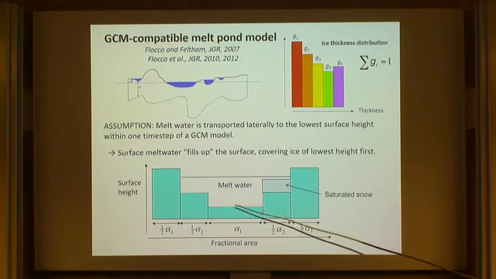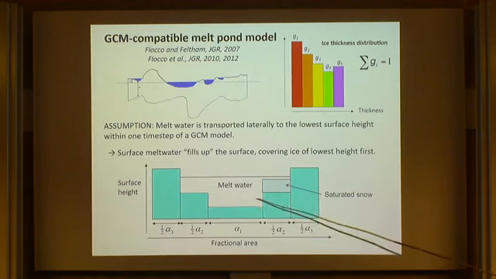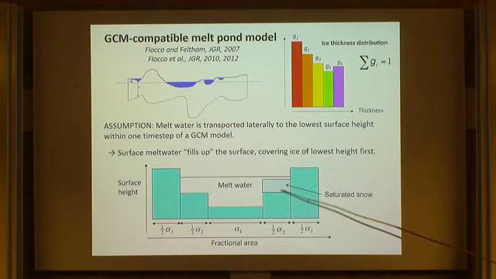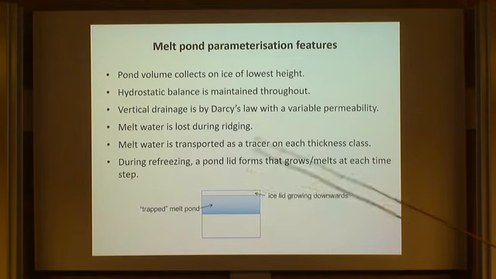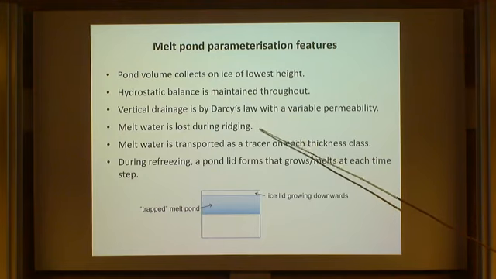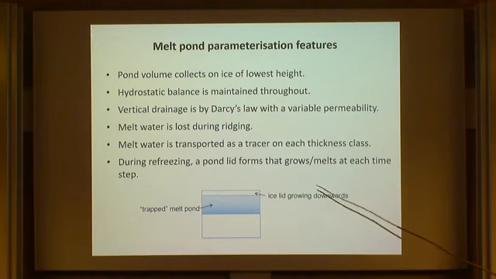And then we look at the amount of meltwater: if the lowest category is filled, meltwater comes into the next category. And snow can be saturated, which is accounted for. So it's just some simple features. It collects on the lowest level. The hydrostatic balance is maintained. Vertical drainage is accounted for with Darcy's law with a variable permeability. When we have ridging processes, meltwater is lost in the leads, and we transport melt ponds as a tracer in each ice thickness category in the model. And when we have freezing conditions, a lid can form and this can grow and melt.